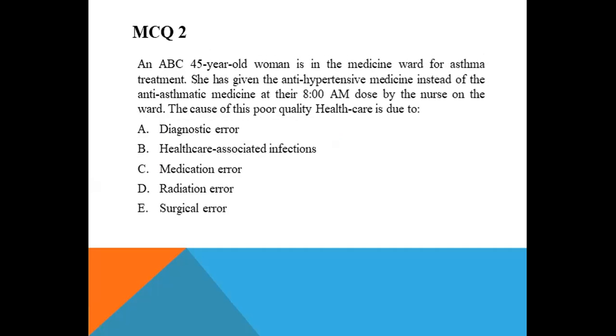MCQ 2. A 45-year-old woman is in the medicine ward for asthma treatment. She was given antihypertensive medicine instead of anti-asthmatic medicine at the 8 a.m. dose by a nurse on the ward. The cause of this poor quality healthcare is due to: A, diagnostic error; B, healthcare associated infection; C, medication error; D, radiation error; E, surgical error. C will be the correct option as this is a medication error. She was given an antihypertensive drug instead of an anti-asthmatic. So C will be the correct option.